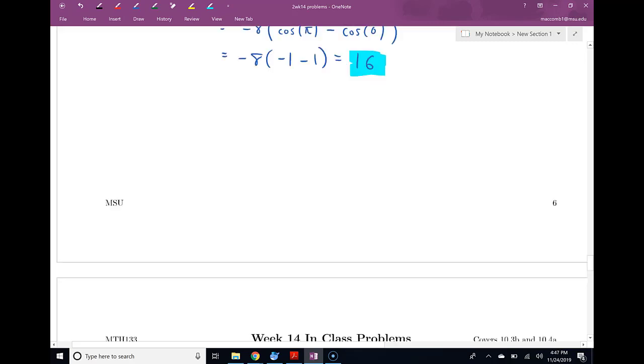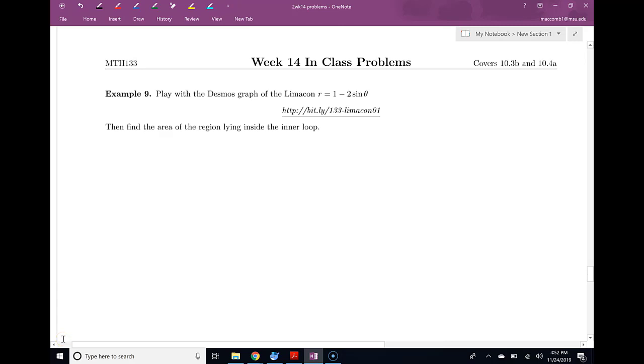So in this problem here, first of all, instead of spending all the time graphing out this limaçon, I just made a Desmos graph, and so I'd like to stare at this for a little bit and see what this curve actually looks like. And then I'd like to find the area of the region lying inside of the inner loop. And so we need to go back to our videos and make sure that we have down the equation in order to find the area for a polar equation.